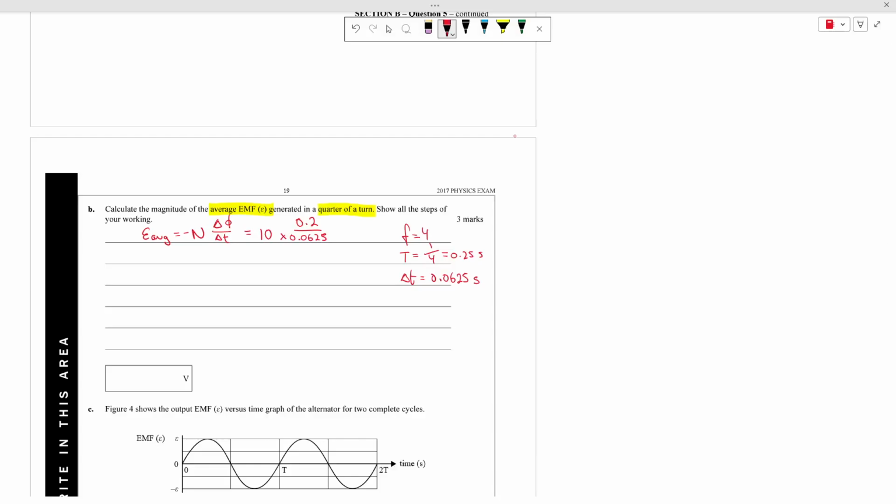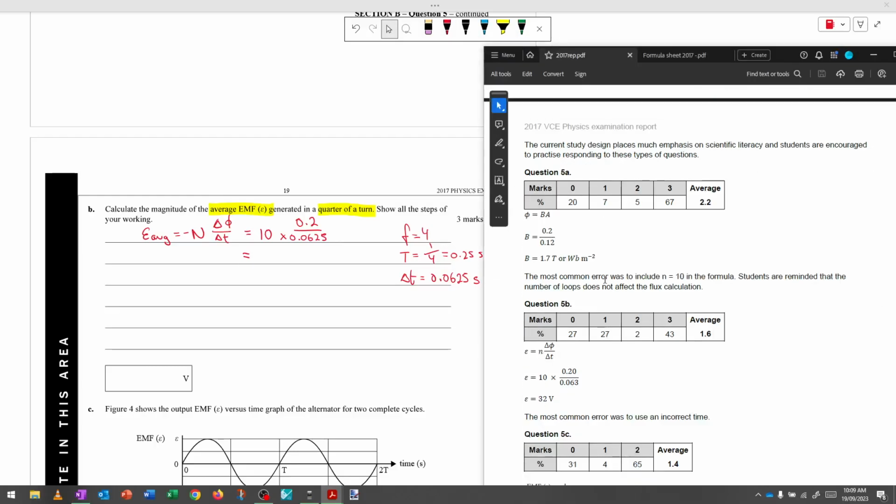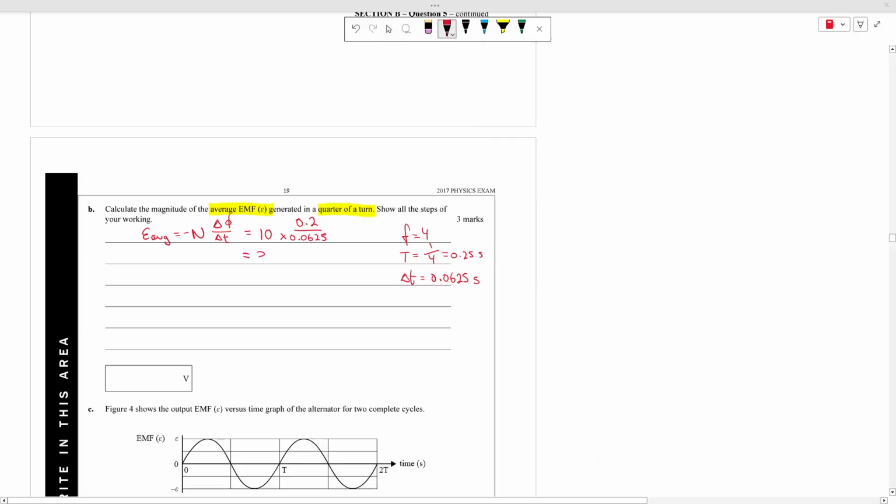Or if you want to keep it all the same, you can just write 1/4 of 1/4, which is 1 over 16. So you'd put 1 over 16 in your denominator, but it doesn't really make a difference here. Calculate that, and let's check the report for our answer. It's 32 volts. There you go. No further anything required here.